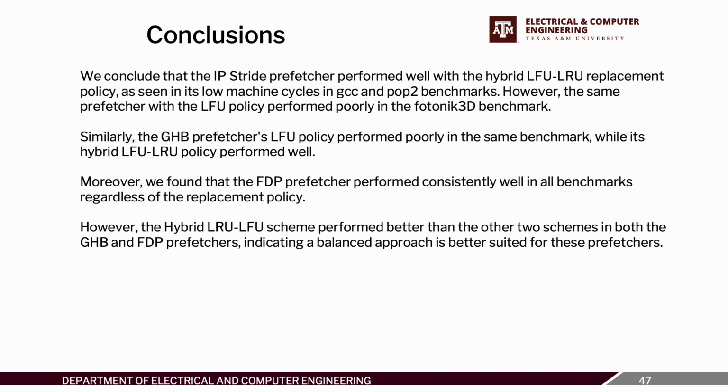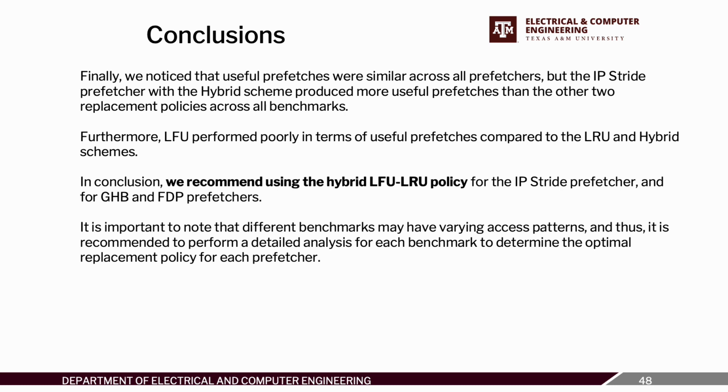However, for GHB and FDP prefetchers, the hybrid LRU LFU scheme performed better than the other two schemes, indicating that a balanced approach is better suited for these prefetchers. While useful prefetches were similar across all prefetchers, we found that the IP stride prefetcher with the hybrid scheme produced more useful prefetches than the other two replacement policies across all benchmarks. Additionally, LFU performed poorly in terms of useful prefetches compared to the LRU and hybrid schemes.